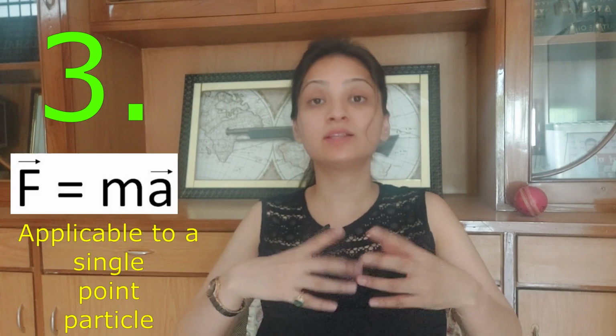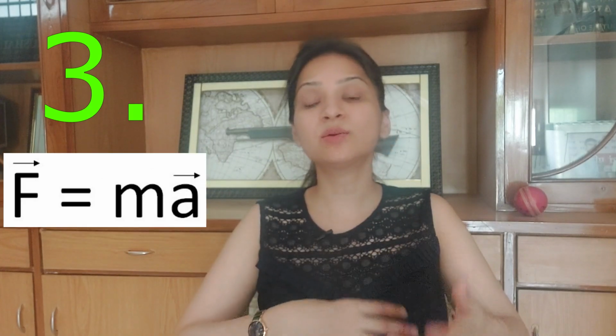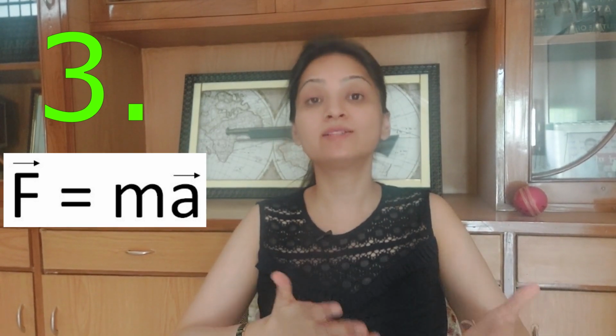So the second law of motion is applicable to a single point object, like the net external force applied is equal to the mass of this point object and the acceleration of this point particle. It turns out, however, that this law is also applicable to rigid bodies. This law is applicable in the same form to rigid bodies as well.